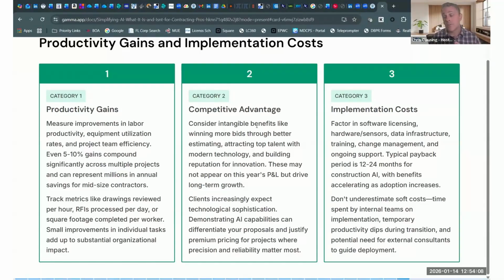Competitive advantage, again, those are kind of intangible benefits, but I would suggest that even though something doesn't necessarily jump off the page of the profit and loss, you can tell when your teams are working more efficiently and being more productive, you're going to see an increase in revenues. There's just no question about it.